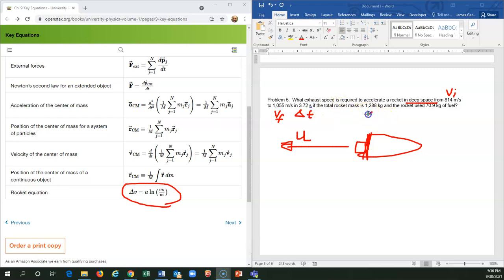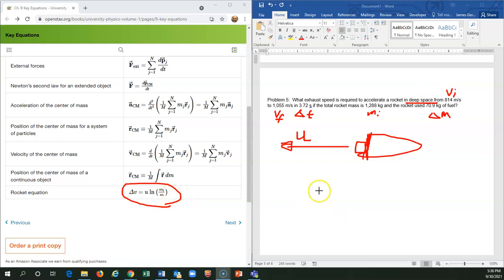This is its initial mass, MI, right? MI right there. And it used 70.9 kilos of fuel. So that's a change in mass, right? And we know we're going to be using this equation. We don't have to worry about gravity because we're in deep space.